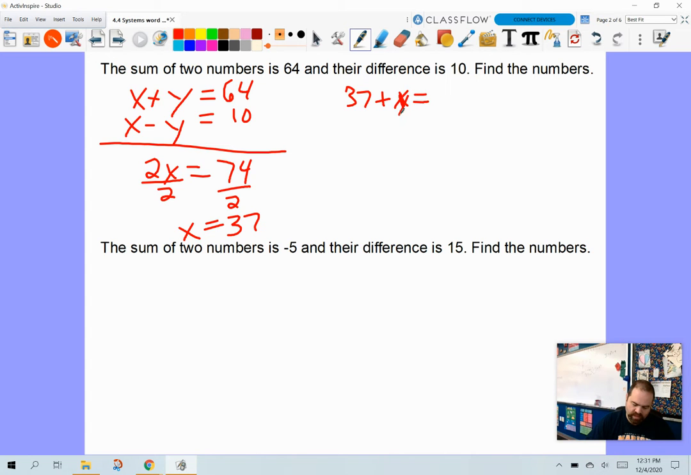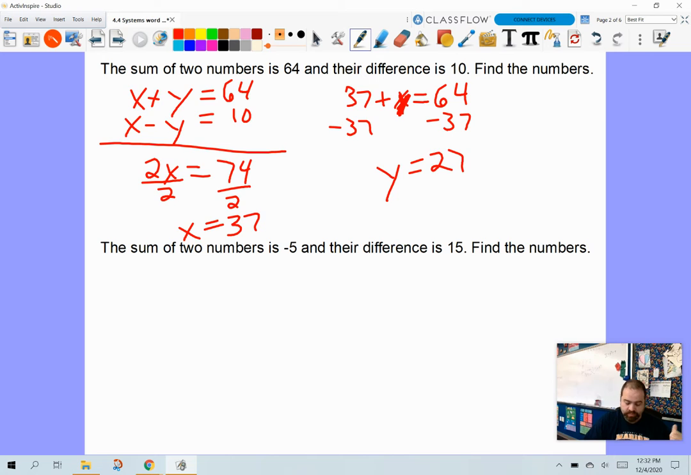Whoops, that should be a y, not an x. The nice thing about system word problems is they're not lines. You're literally trying to come up with two numbers. You don't have to put these in an ordered pair for your answer. So when I subtract 37 from both sides, I got my y value to be 27. These should be really easy to check too, because take the two numbers and add them together to see if you get 64, subtract them and see if you get 10.